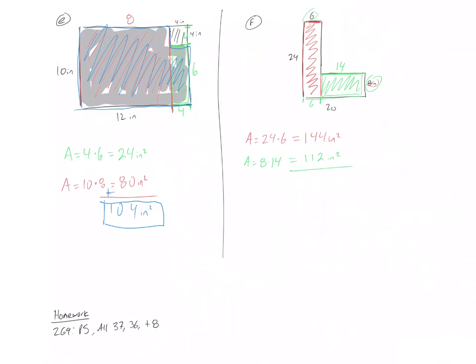So to find the total here, I'm just going to add those up. 4 plus 2 is 6. 4 plus 1 is 5. 1 plus 1 is 2. 256 inches squared.